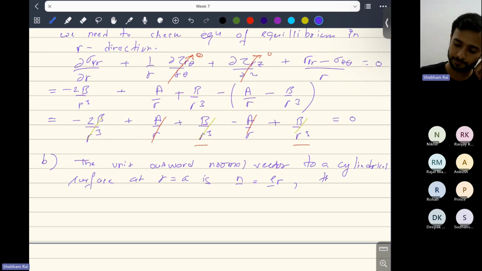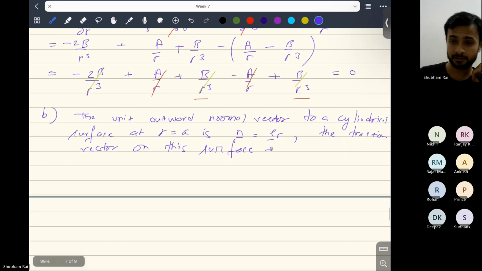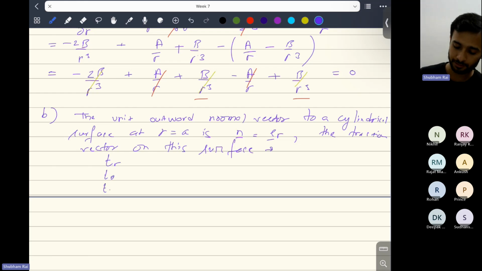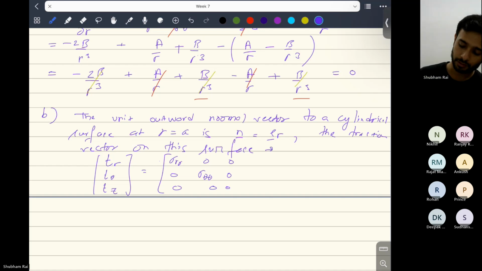And the traction vector on this surface, right? On this surface you need to find the traction vector, and this radius is r is equal to a. So the traction vector will have three components, obviously. This will be denoted as t_r, t_theta, t_z, right? This will be given by the stress tensor, where sigma rr and sigma theta theta are non-zero, other terms are zero.